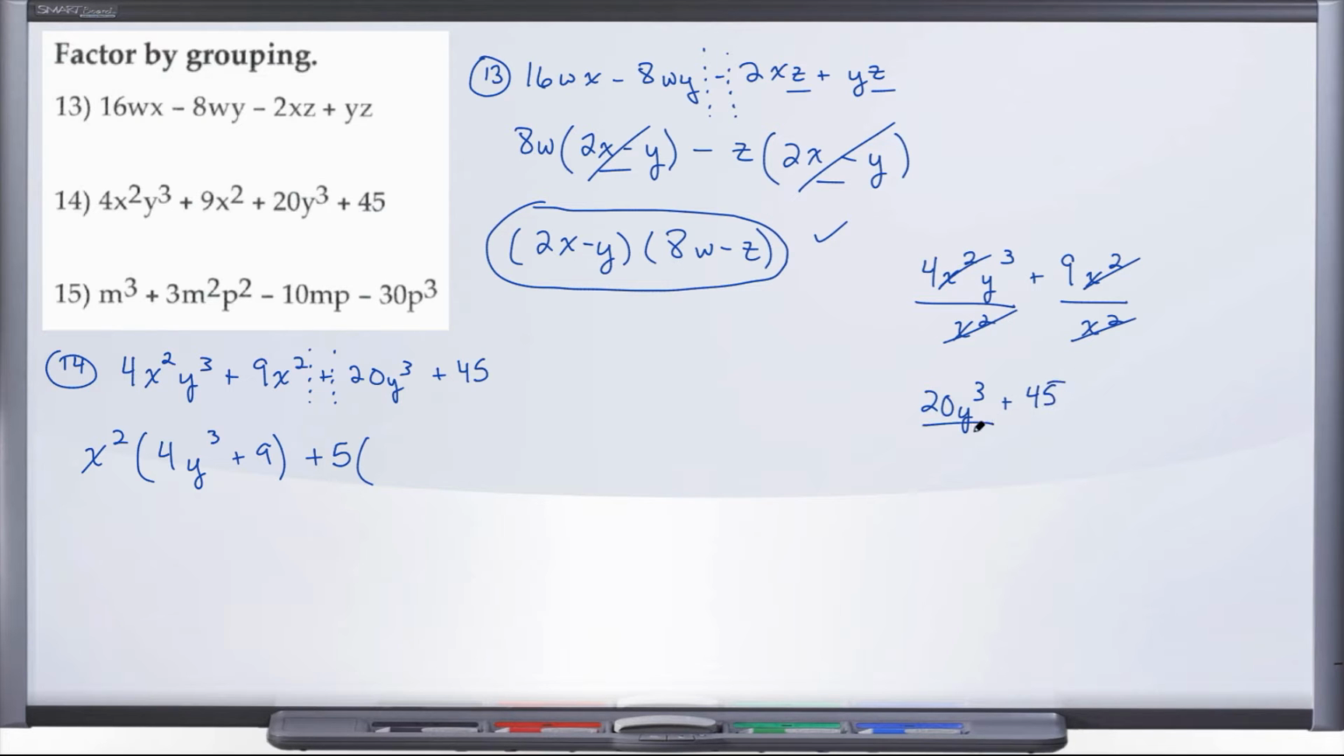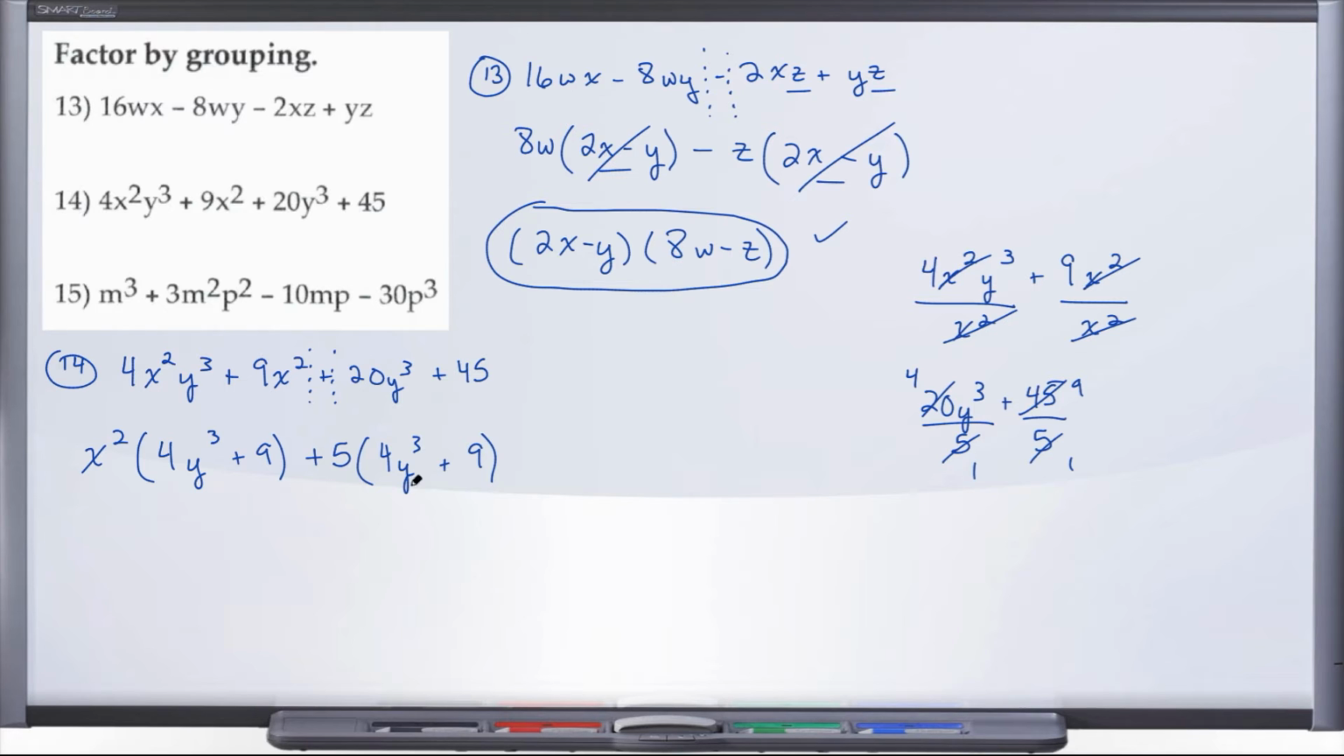And underneath each term of this original expression, we'll write the GCF that we took out. And now we can say 5 goes into itself once, 5 goes into 20 4 times. And we're left with our y cubed. So 4 times y cubed is 4y cubed. And now 5 goes into itself once, 5 goes into 45 9 times. So we're just left with a plus 9.